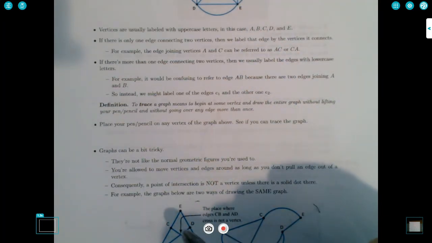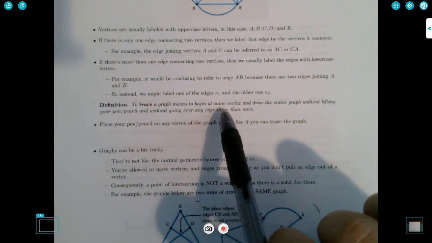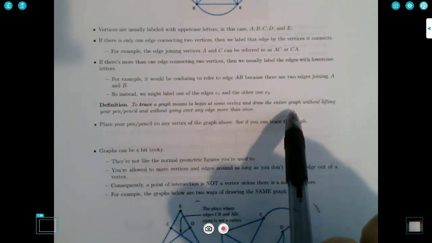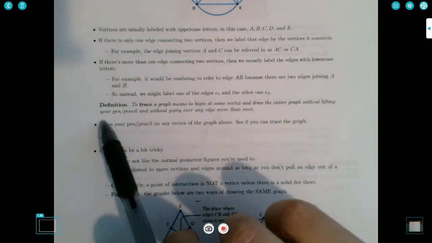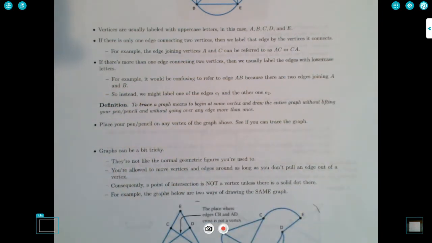So one of the things that we like to do with graphs is we like to see if we can trace them. To trace a graph means to begin at some vertex and draw the entire graph without lifting your pen or pencil and without going over any edge more than once. You may have seen puzzles like this before, right?